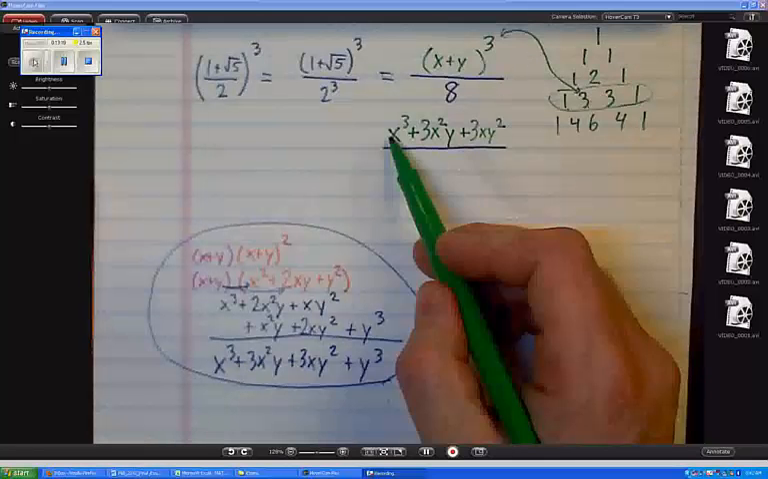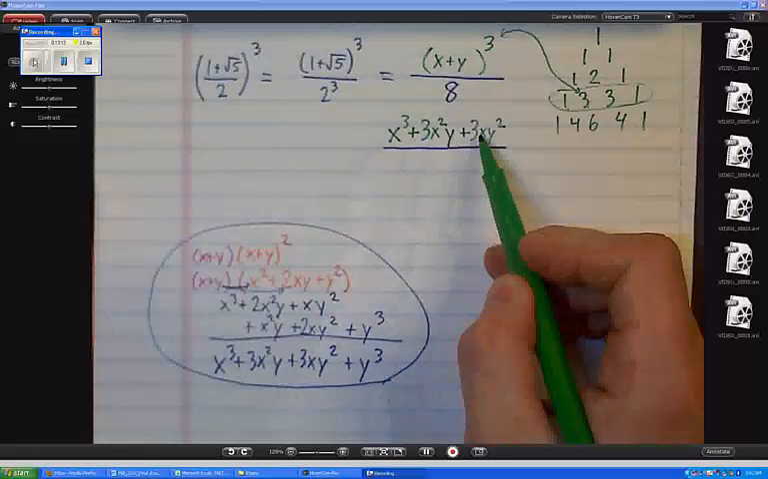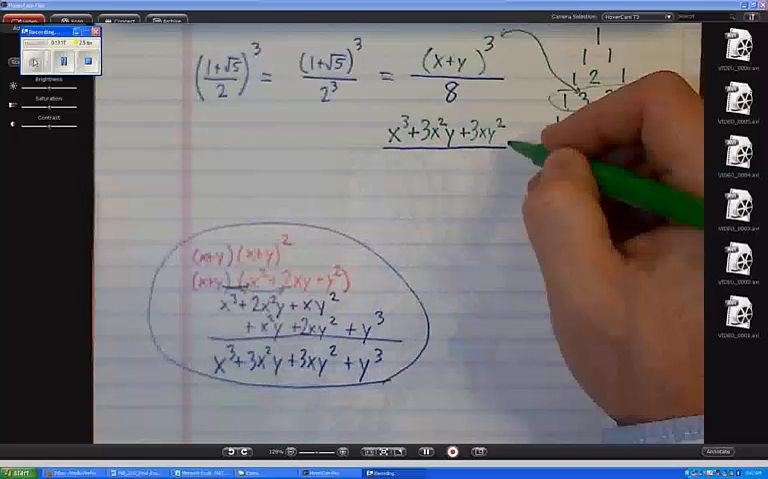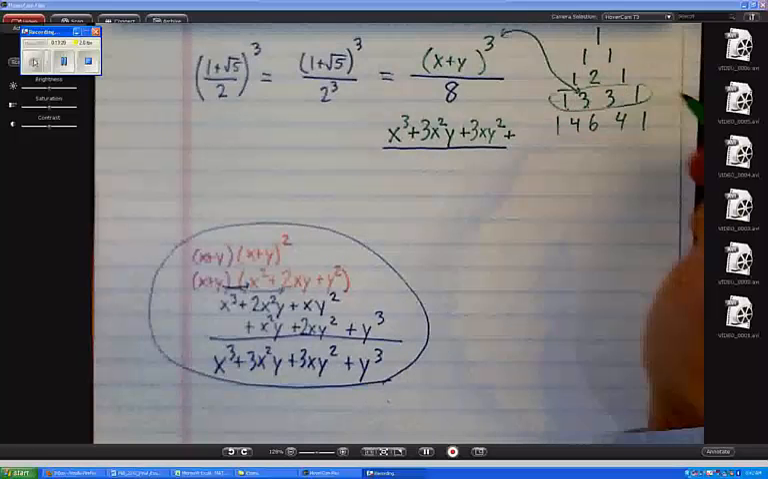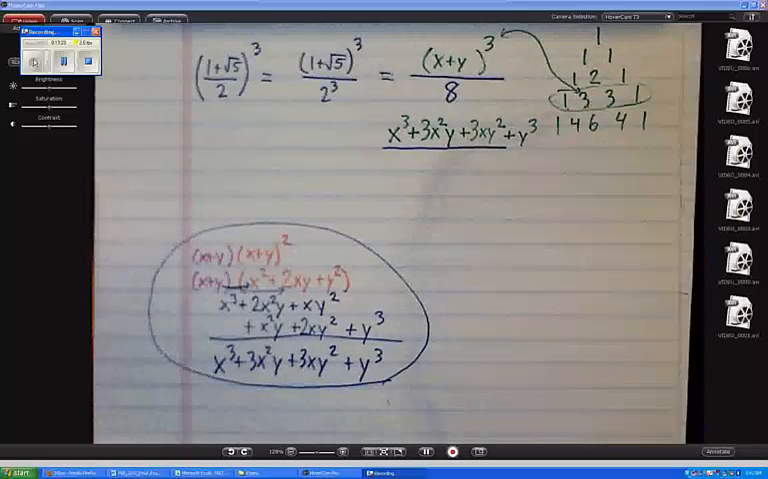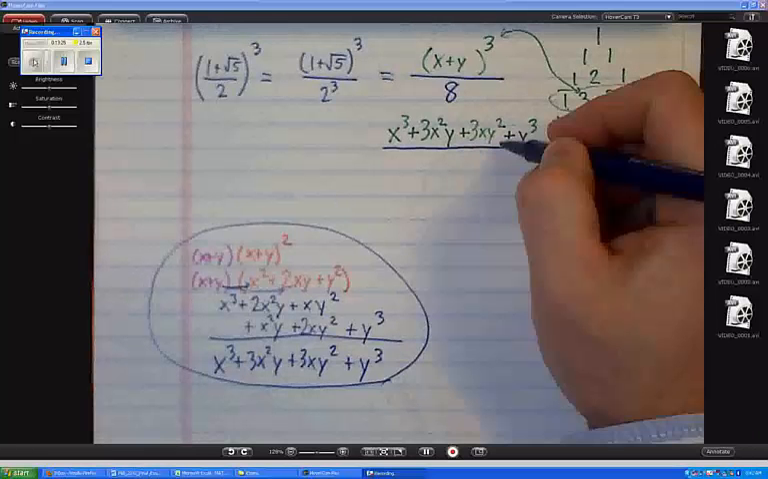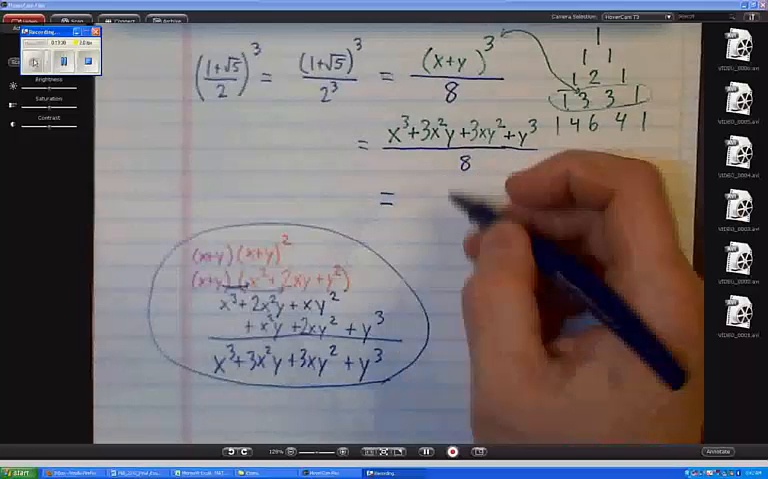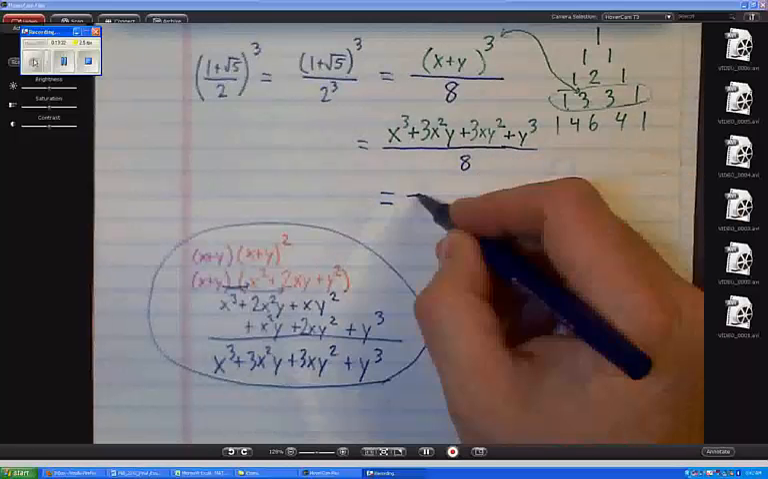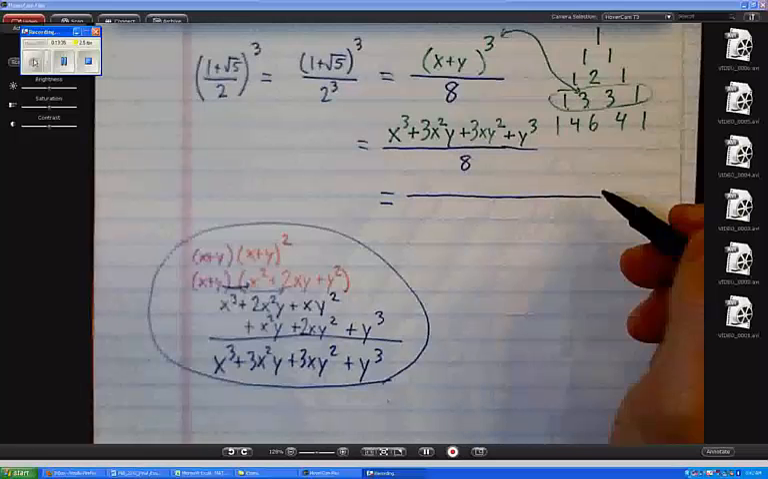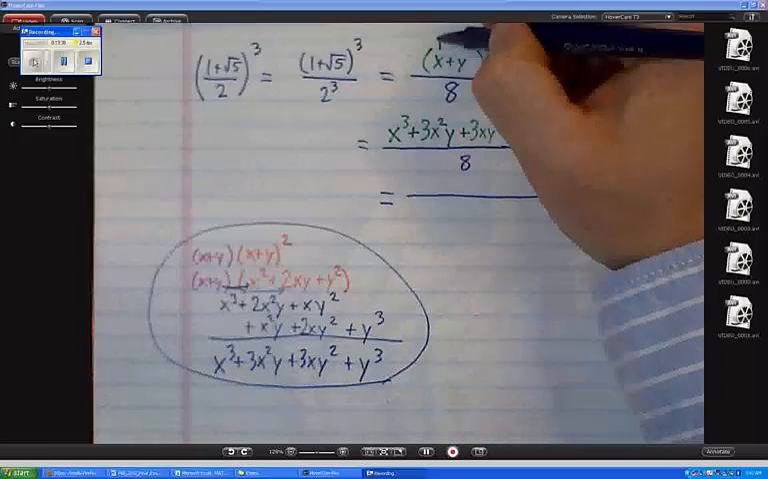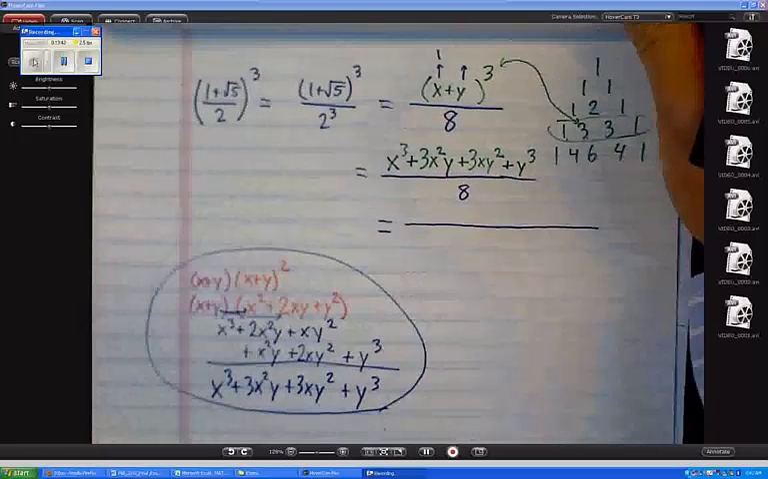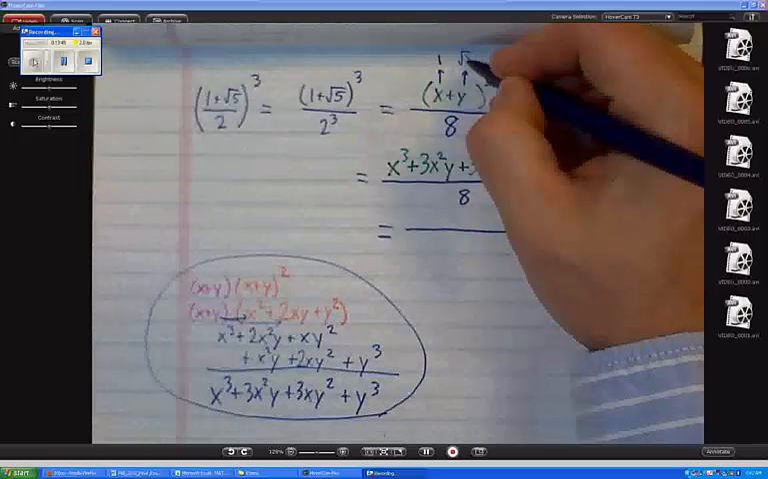Notice the powers of x keep going down, and what also happens is the powers of y keep doing what? Going up. What's the last thing going to be? 1y cubed, right? Over 8. And now to finish the problem, I have to replace all the x's with what? Well, those x's are actually 1's, and the y's are actually what? Square root of 5. So I have to put those things back in.